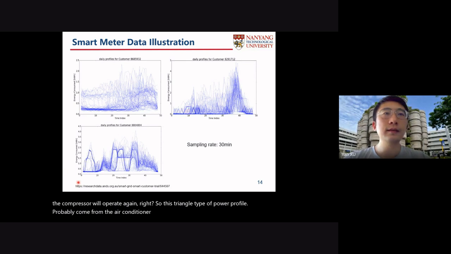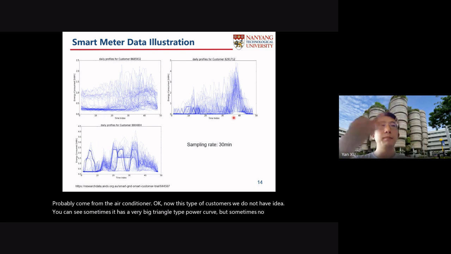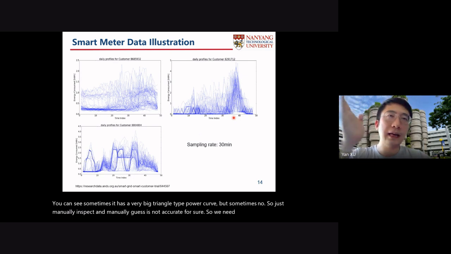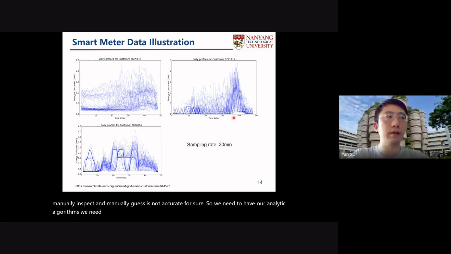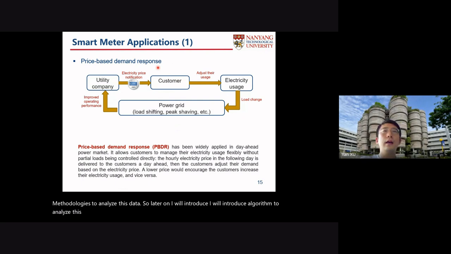Now, for this type of customer, we do not have an idea. You can see sometimes it has a very big triangle type power curve, but sometimes not. So just manually inspecting and guessing is certainly not accurate. We need analytic algorithms, methodologies to analyze this data. Later on, I will introduce an algorithm to analyze this data. That will be the second application. First of all, I will introduce the first application of the smart meter.